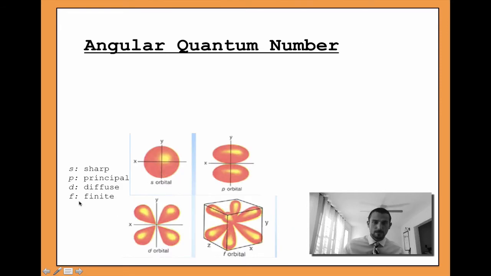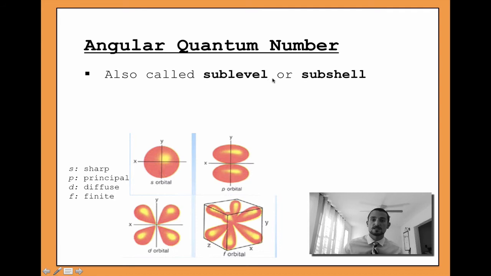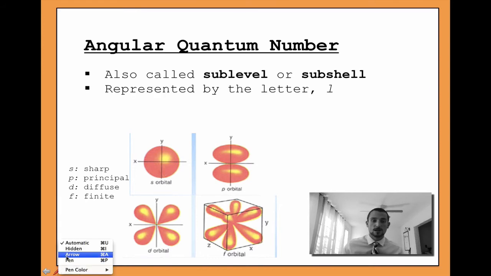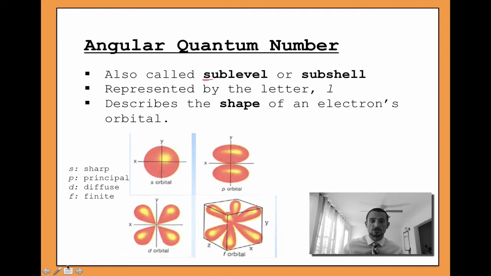Moving on, getting more specific, the angular quantum number is the fancy way to say sublevel or subshell. So this is smaller than an energy level, smaller than a shell. So I like to have my students remember that go S with shape. So we're talking about the shape of an orbital's or an electron's path or electron's orbital. So the formal definitions of the 4 shapes we see are sharp, principal, diffuse, and finite.